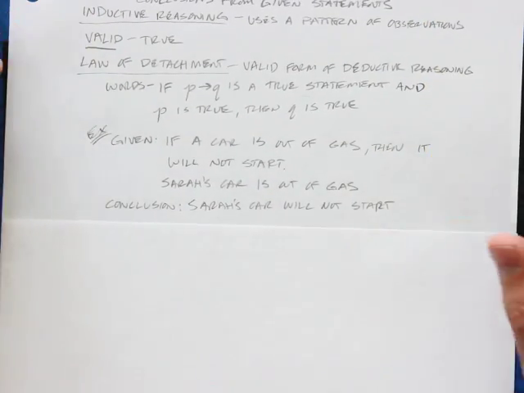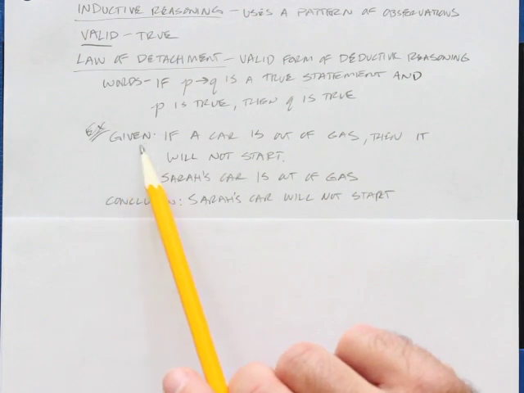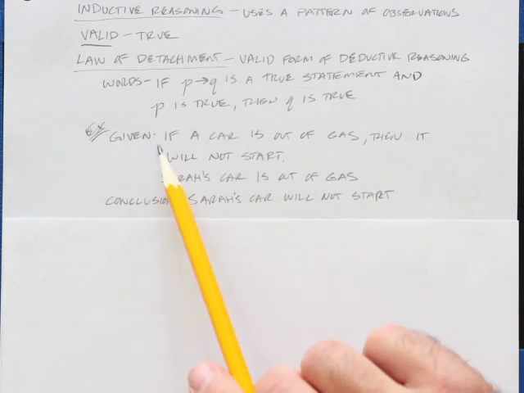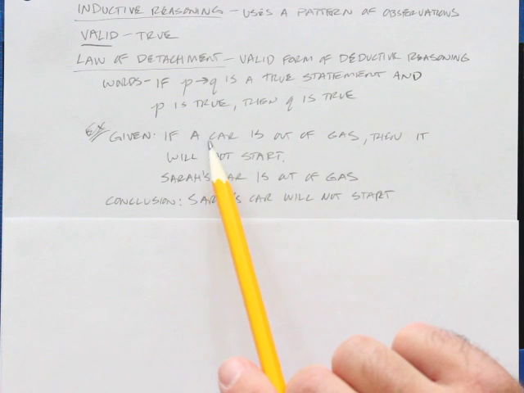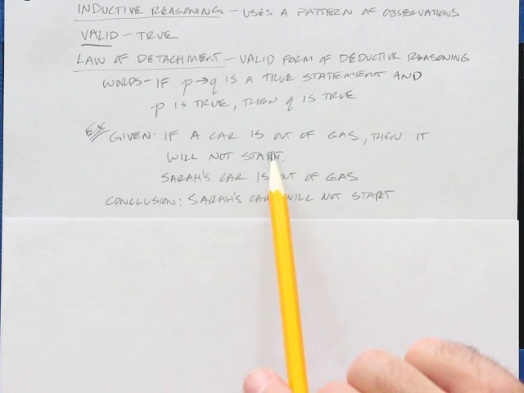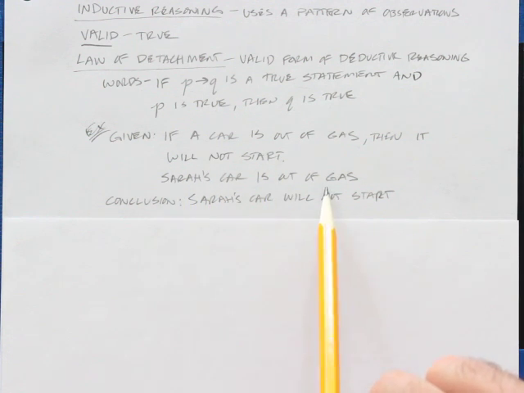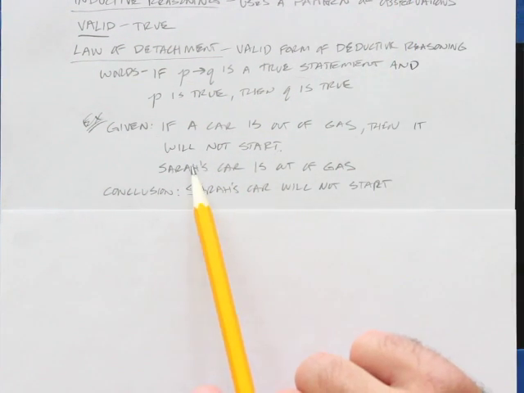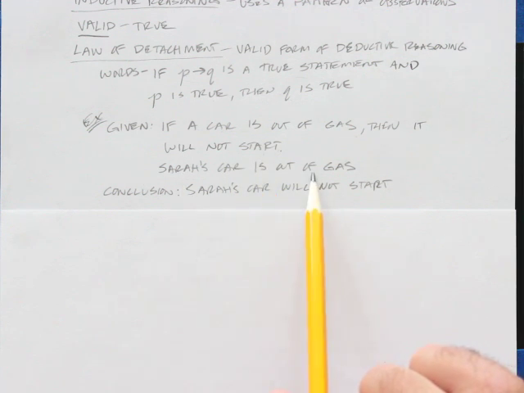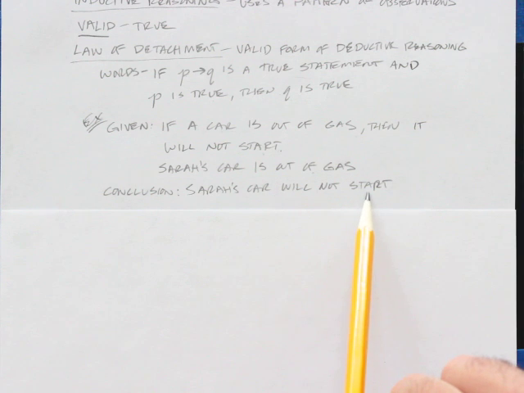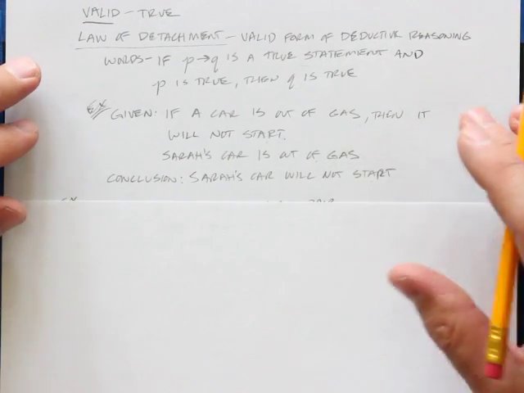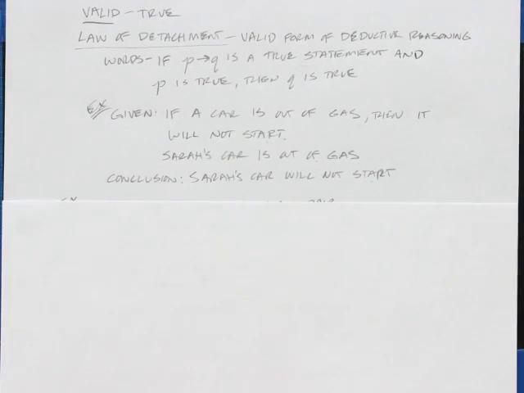So here is this first example. Here's what you're given. Here's what we know. If a car is out of gas, then it will not start. So if P, then Q. And we also know that Sarah's car is out of gas. So my conclusion is, I know that if a car is out of gas, then it won't start, and I know that Sarah's car is out of gas, therefore, Sarah's car will not start because her car is out of gas. All right, hopefully that's fairly straightforward and makes perfect sense, right?